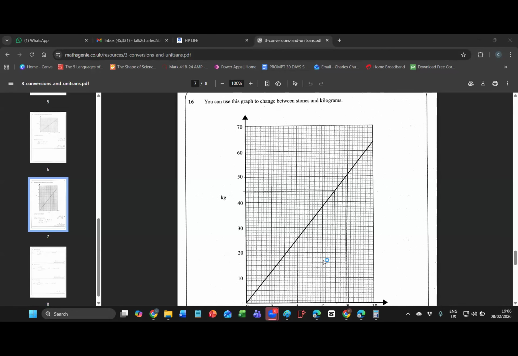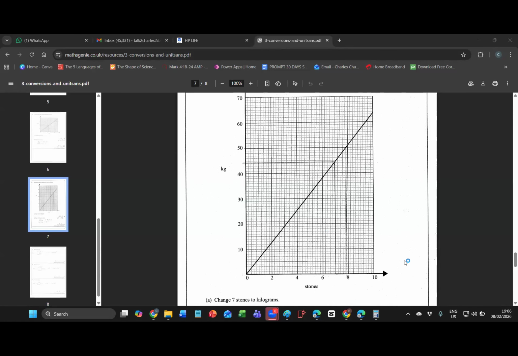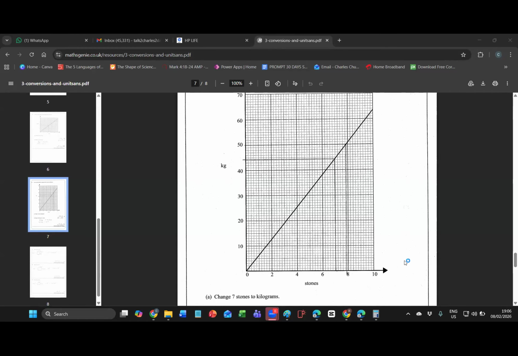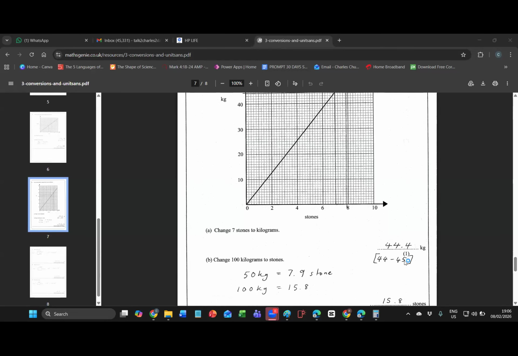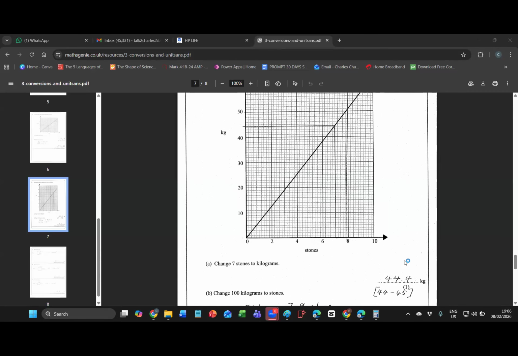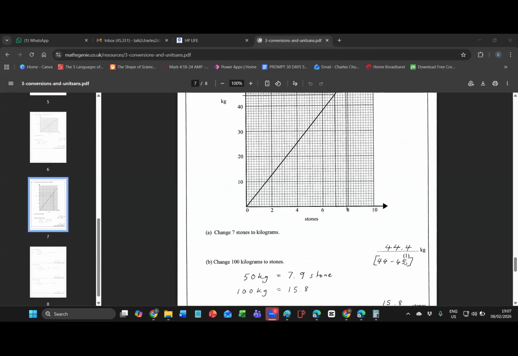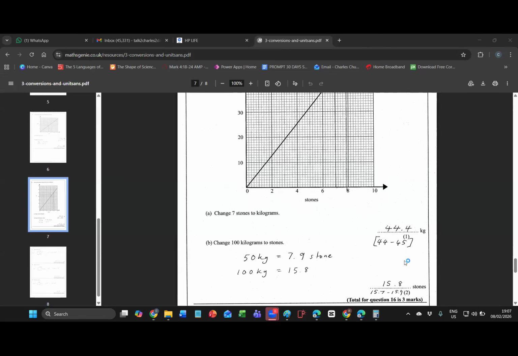Okay. I'm thinking of something. Maybe we should also do one of the ones for the gradient. Can you attempt that one with this?